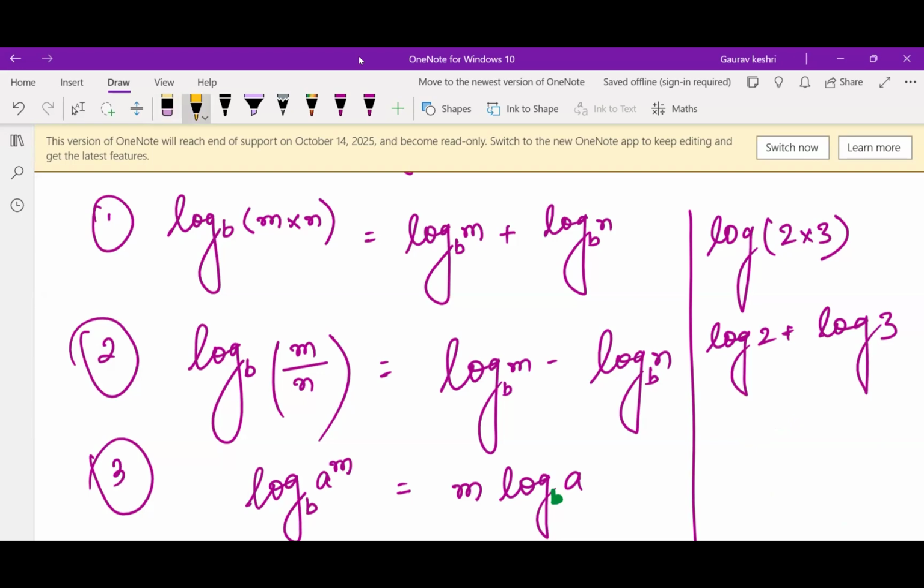So log 2 plus log 3, this way we can use the first formula. The second formula can be used as if we are having log 2 by 3, that can be written as log 2 minus log 3. Making sense? Yes. Okay.